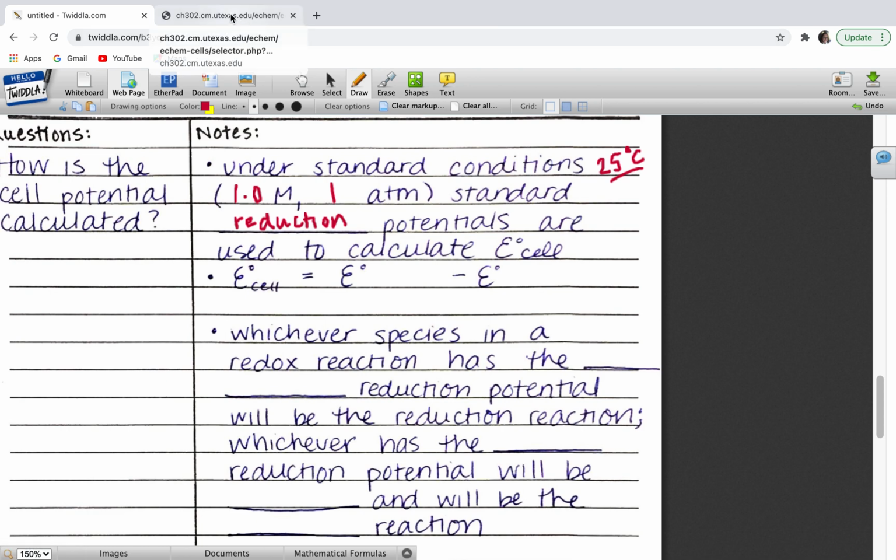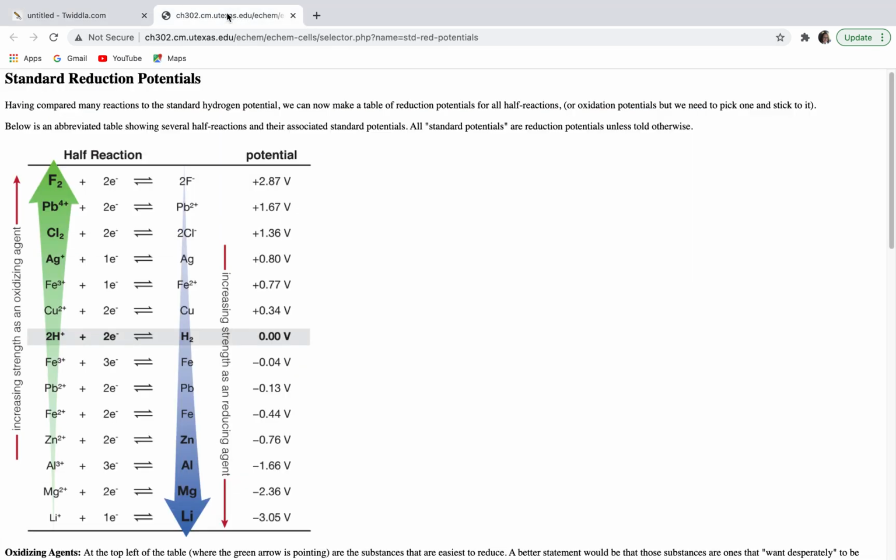So let's talk about this for a second. Here is what a standard reduction potential table might look like. You guys have a whole big standard reduction potential table in the back of your textbook. So you can look up standard reduction potentials in the back of your textbook. There's all kinds of reduction reactions there. You're going to find the one that matches your reduction equation, and that's going to be the value that you use.